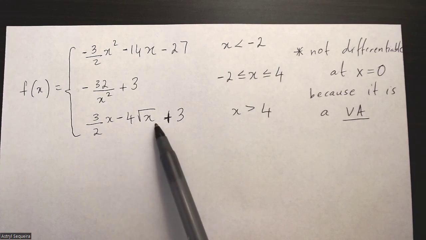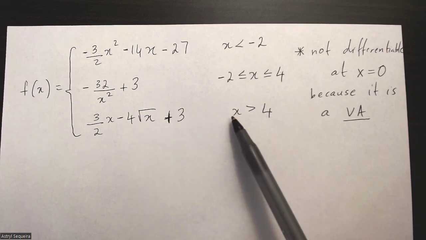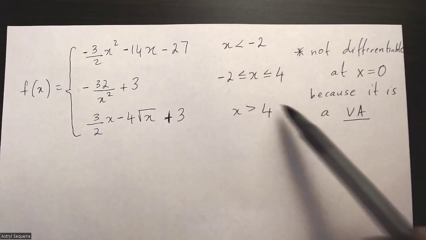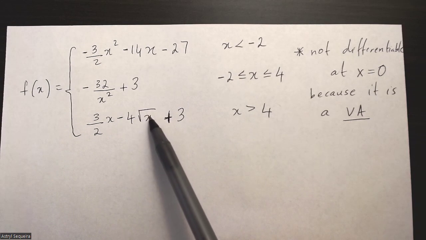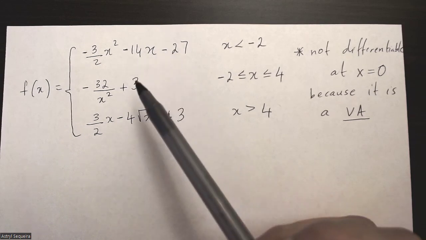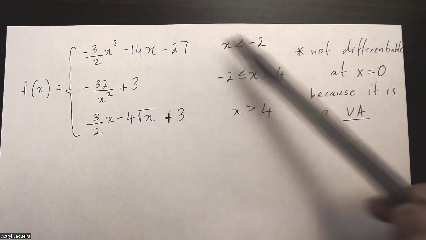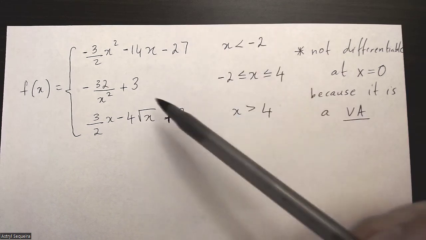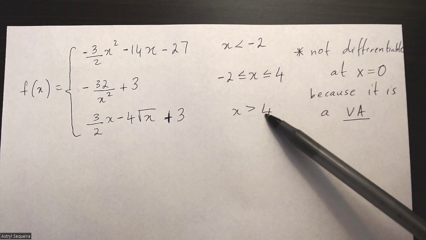If you look at the final equation here, we have a square root of x, which gives us a domain of x greater than or equal to 0. But our interval is x greater than 4, which means none of the negative values really matter for this one. So this function is also going to be differentiable everywhere. Now that we've analyzed the three individual functions, we have to compare where the functions meet. The first two functions meet at -2, and the second and third functions meet at +4.